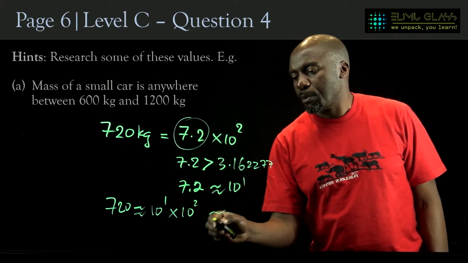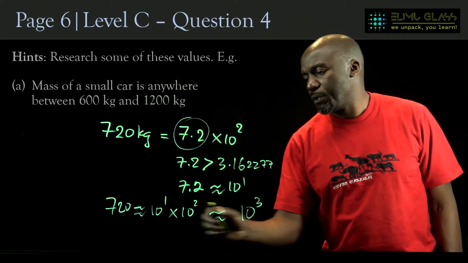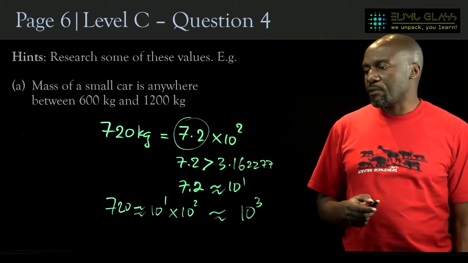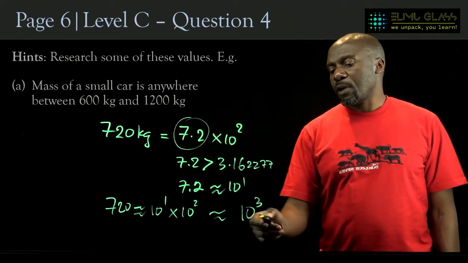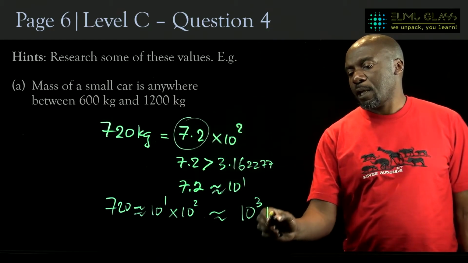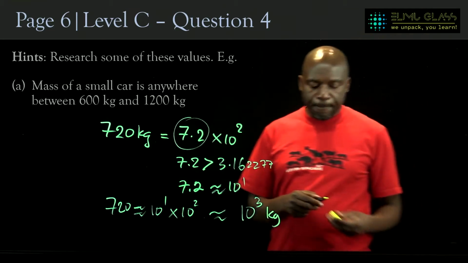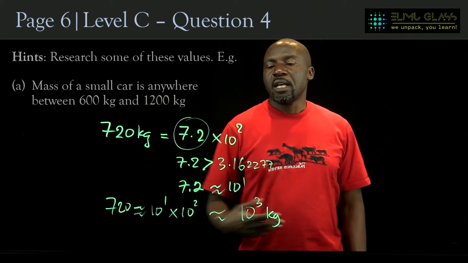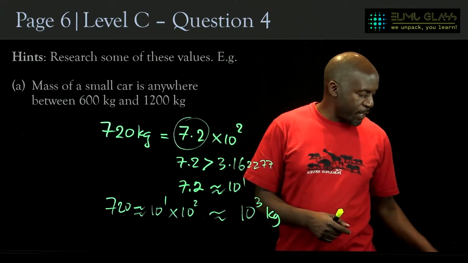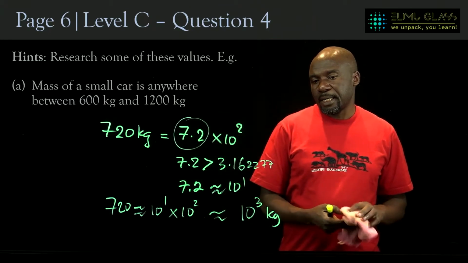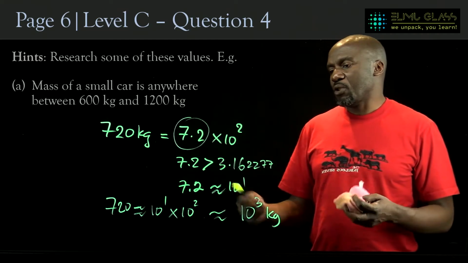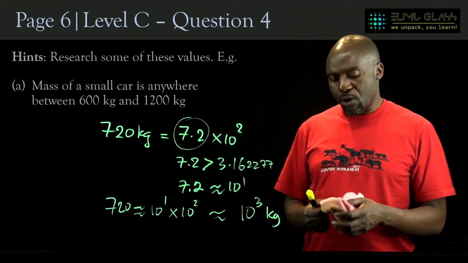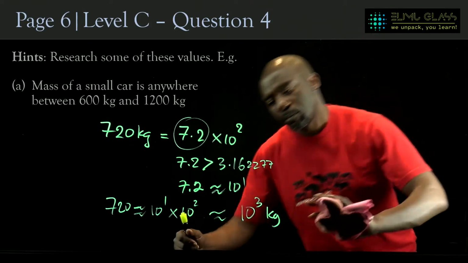And so this is approximately 10 to the power of 3 when we add 1 and 2 there. So in orders of magnitude, the mass of a small car is 10 power 3 kilograms. Okay? So any number really that you would choose lying between around 600, even 500, and 1,200 would be the mass of a small car.